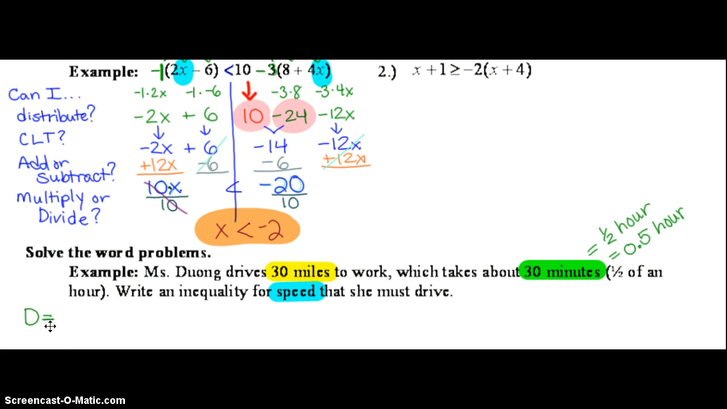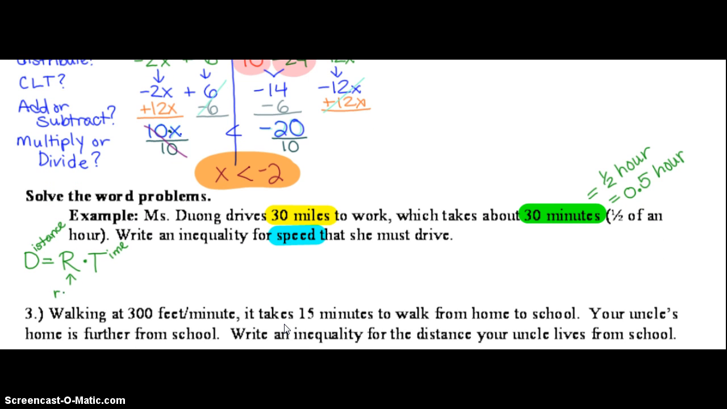This reminds me of the Roadrunner. Remember what he kicks up as Wile E. Coyote is chasing him? That's right, it's dirt. D equals RT. Looks like dirt. Distance equals rate times the time. Notice rate is also known as the speed.